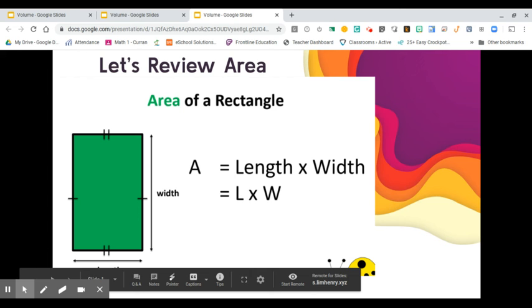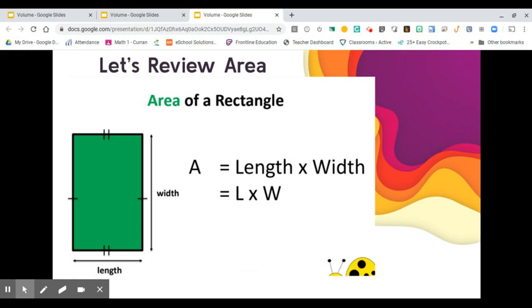All right, fifth grade. So before we talk about volume today, let's review what area was. If you remember, area was the space inside a two-dimensional object. For instance, if you were laying carpet or painting a wall, it's the space on a flat surface. And in order to calculate that for a rectangle, all we did was multiply length times width.